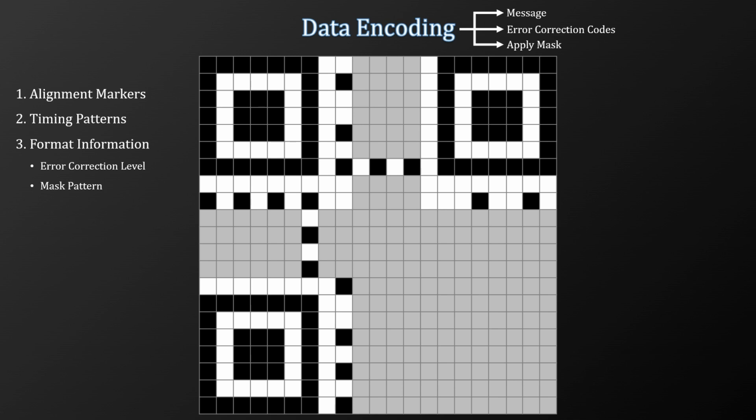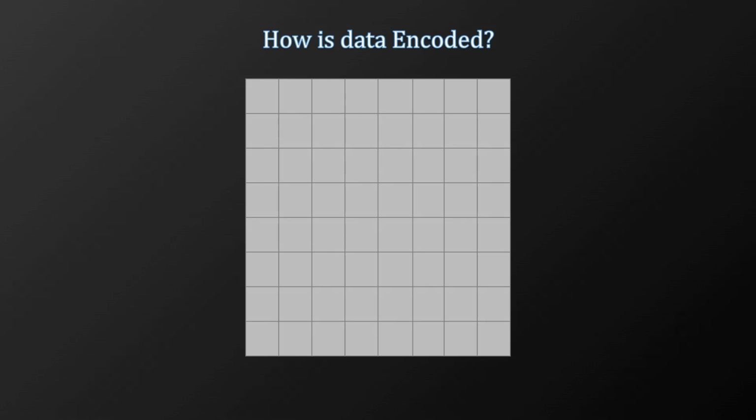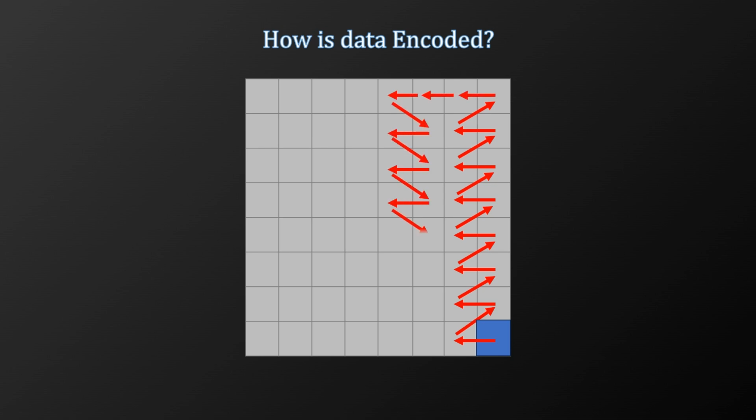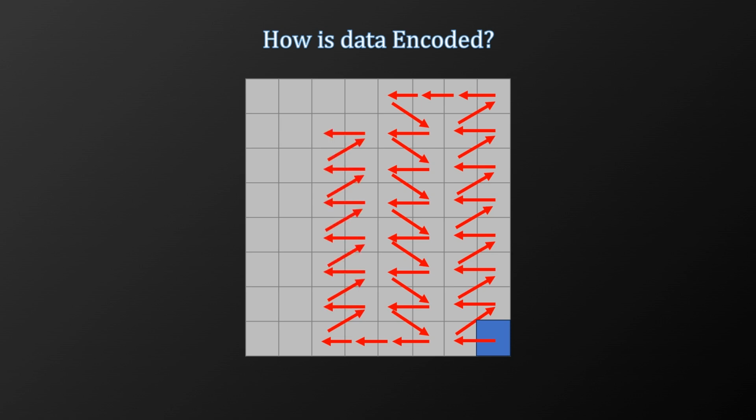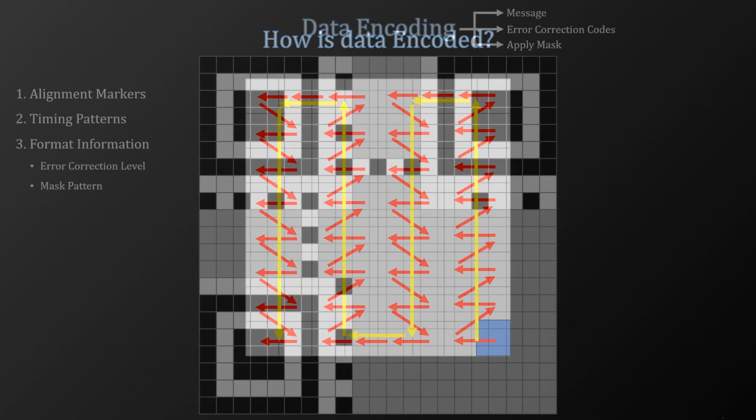Before we start encoding the data, let's discuss how data is arranged in the QR code. It starts at the bottom right corner and follows a zigzag pattern moving upward. Once it reaches the top of the column, it shifts left and moves downward. This pattern continues, alternating directions, ensuring that the data fills the grid in an efficient and organized way. With this arrangement, the scanner can easily retrieve the data by following the zigzag path. Now, let's encode the data.